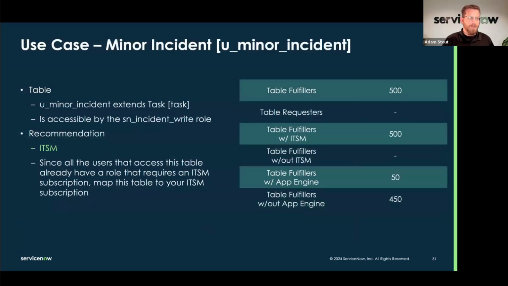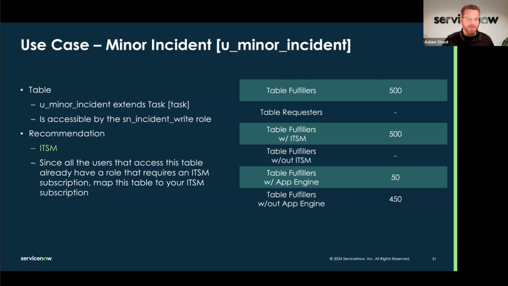So I have a new table, minor incident. Minor incident is a global table. It extends task, and it is accessible by the SN incident write role. The SN incident write is a fulfiller role for incident. It's a fulfiller role for this table too. I created ACLs for that.